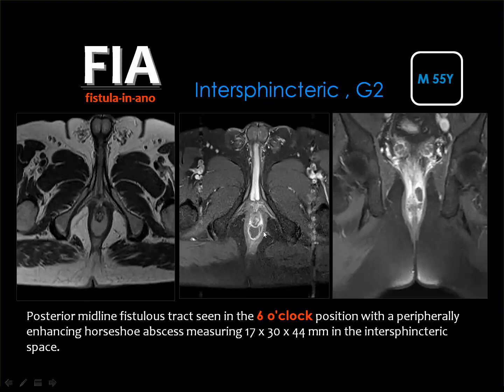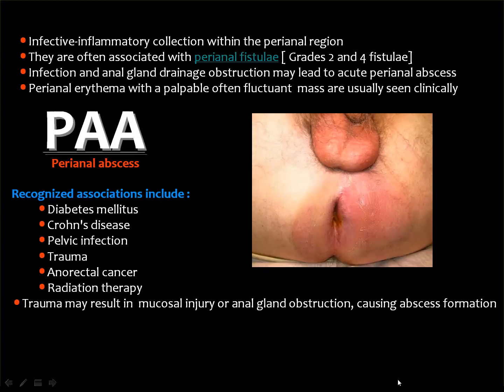You see also the abscess formation, and if you look carefully, you may see that this is the internal opening of the fistula, which is approximately at 7 o'clock position. Then you see that many of the fistula tracts may have variable sized abscesses, small or large. And I thought that this is a good time to talk about the perianal abscesses.